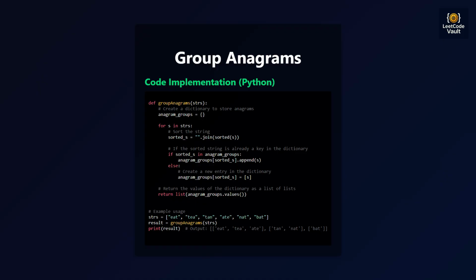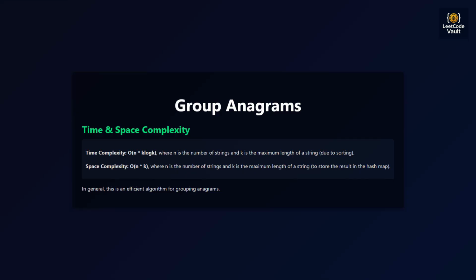Code implementation. Let's see the code in Python. We'll use a dictionary to represent our hash map. First, we initialize an empty dictionary. Then, we iterate through the input array. For each string, we sort its characters, making it our key. If this key exists in the dictionary, we append the original string to the existing list. If not, we create a new list with the original string as the first element. Finally, we return a list of all the values in the dictionary. This algorithm is much more efficient than the brute force, giving us better time complexity.